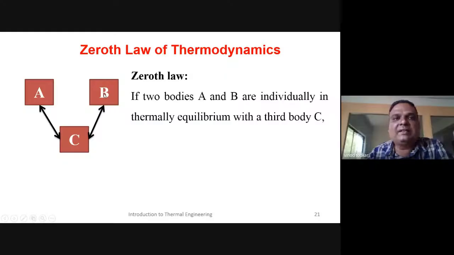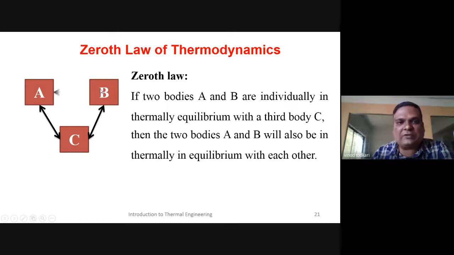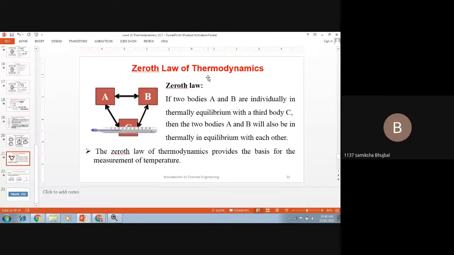What can we say? We can say that A and B are in thermal equilibrium with each other. This is the statement of the zeroth law of thermodynamics. So tell me, is it clear to you? What is the statement of the zeroth law of thermodynamics?